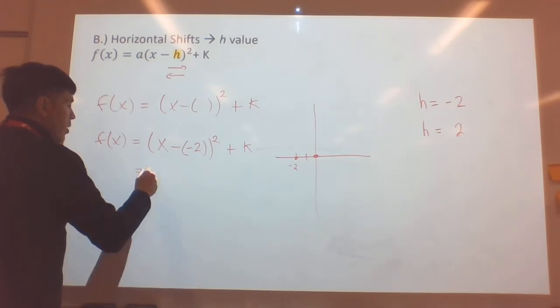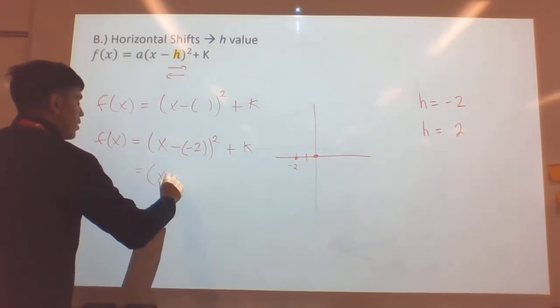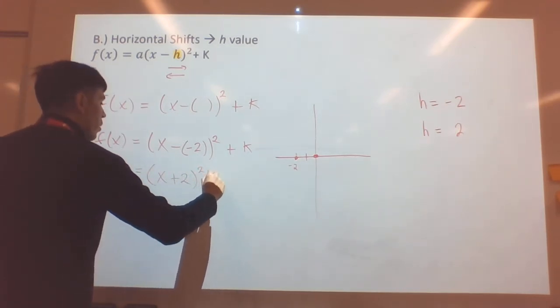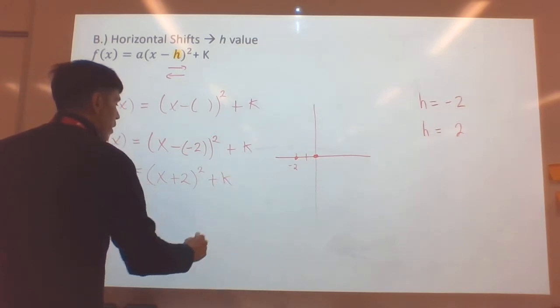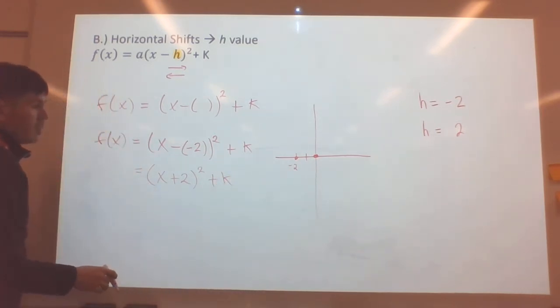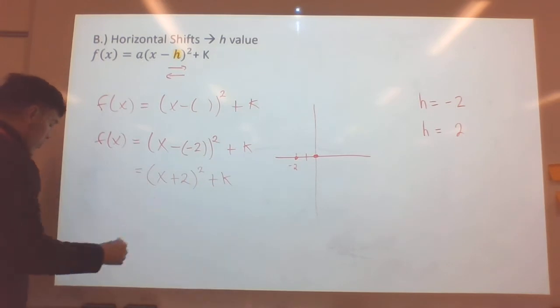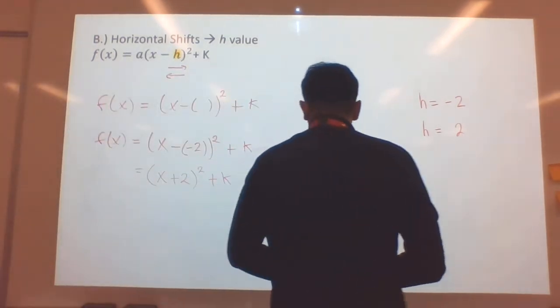To the left 2. So now again, when we simplify x plus 2 squared plus k, we shifted it over to the left. Now we can go ahead and graph this.